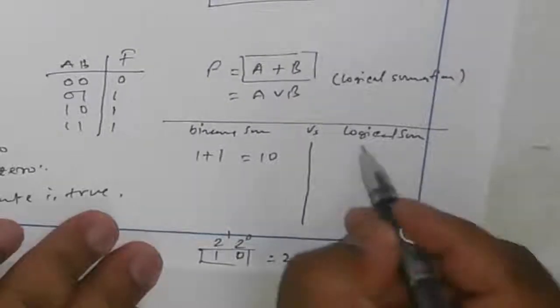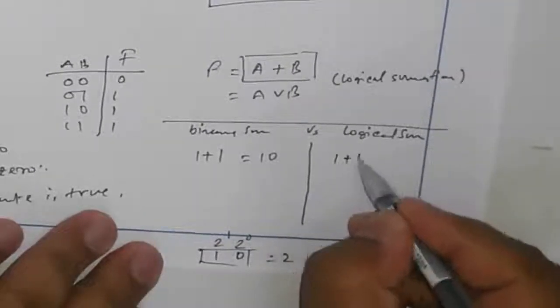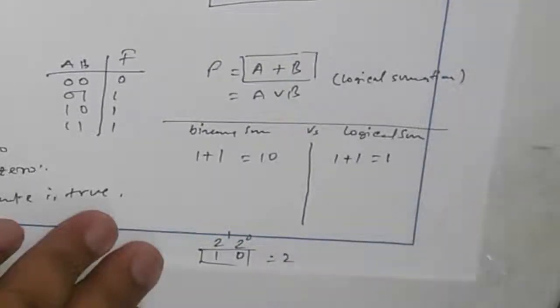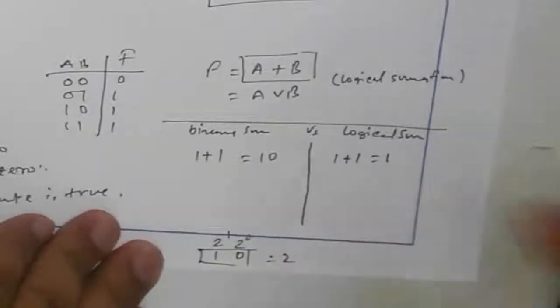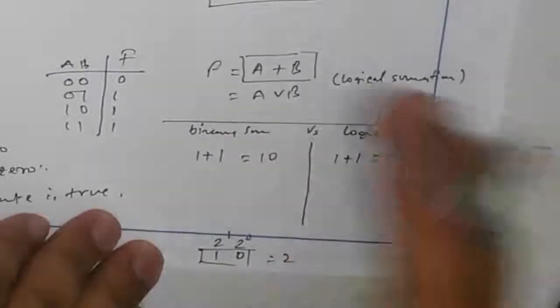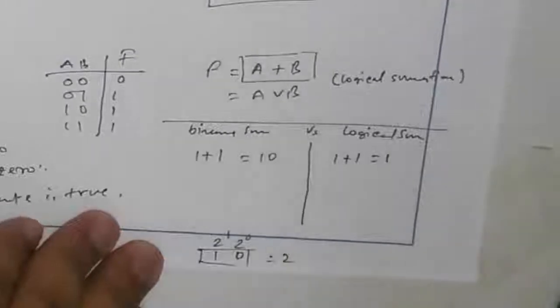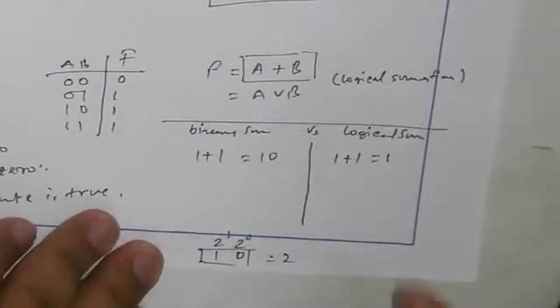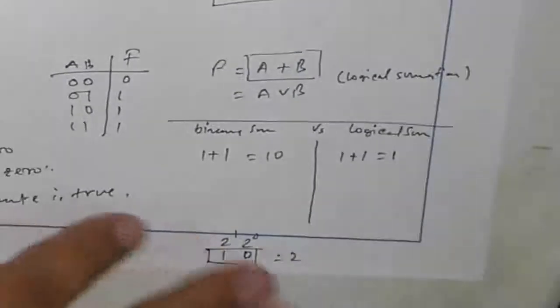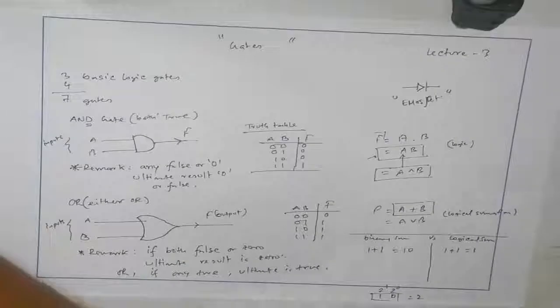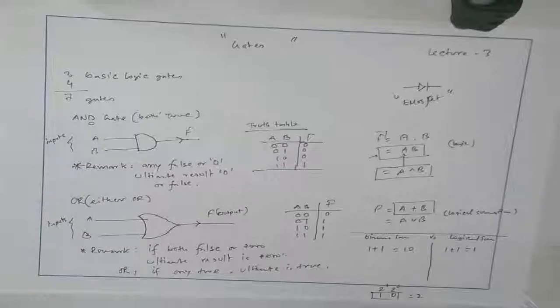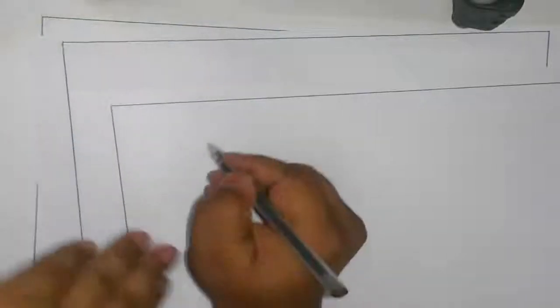However, when you are doing logical sum, 1 plus 1 is always 1, not 1, 0. That's the difference between logical sum and binary sum. Whatever you sum up, if either one of those is 1, the ultimate result is 1, not 1, 0 or 2. It's always going to be 1. That's the logical sum. So this is the basic idea, and one last basic gate is the NOT gate.